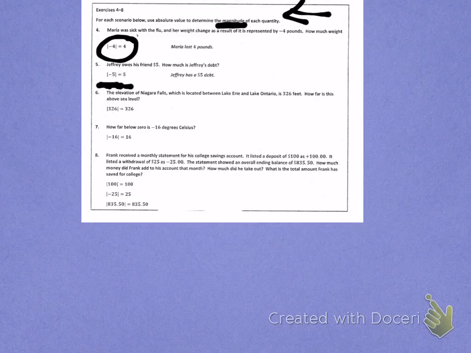Now, number 6, the elevation of Niagara Falls, which is located between Lake Erie and Lake Ontario, is 300 feet. How far is this above sea level? So you see here how it is written as an absolute value. So magnitude and absolute value means the same thing. The way you would answer that, it's 326 feet above sea level.